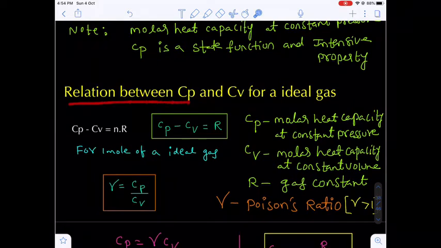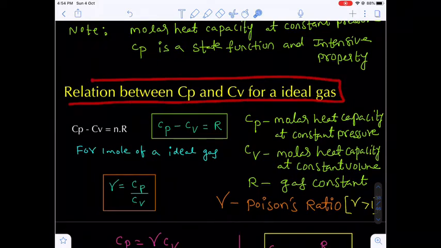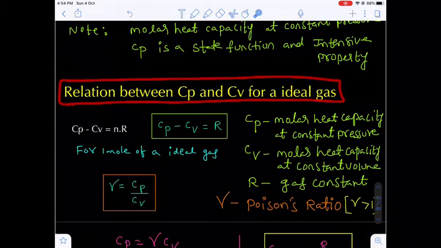Now the next one will be, what is the relation between Cp and Cv, that is, the molar heat capacity at constant pressure and the molar heat capacity at constant volume.